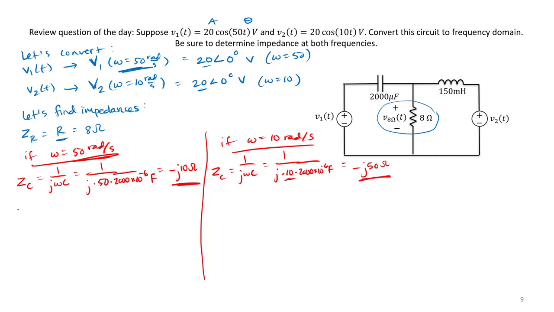And then similarly for the inductor, notice we end up with j times 50 times our inductance in henries, which is 0.15. So we get j7.5 for our inductance turning into impedance. But for our 10 radians per second, notice we get a different number.